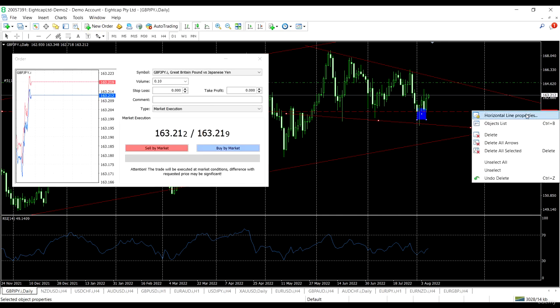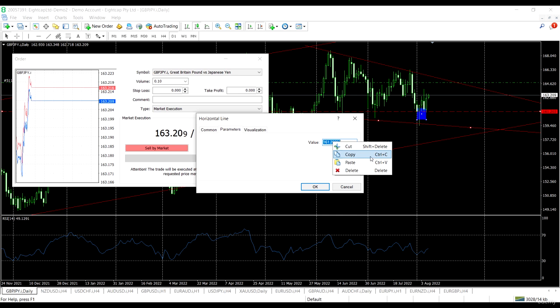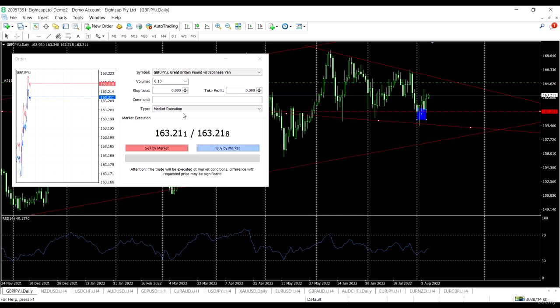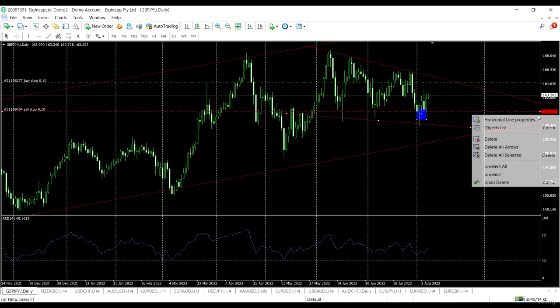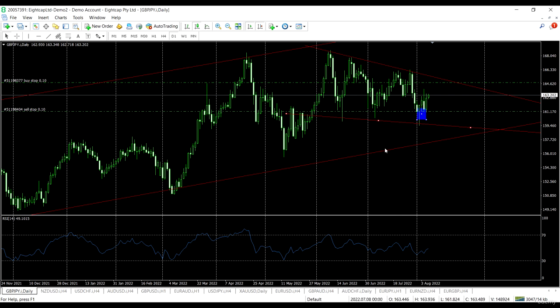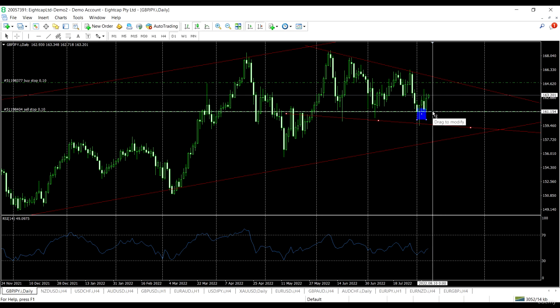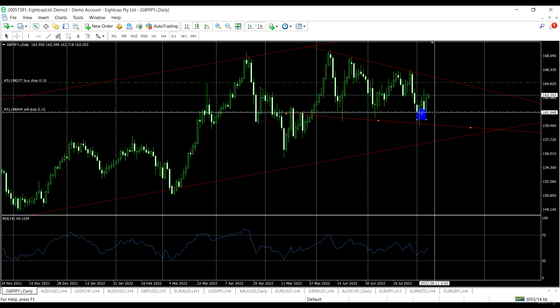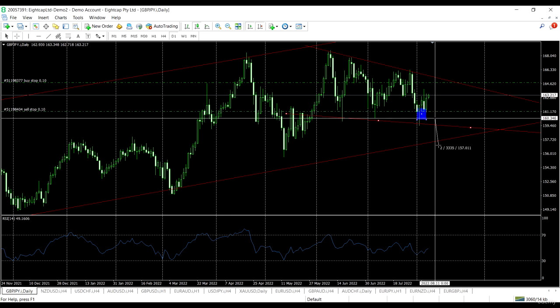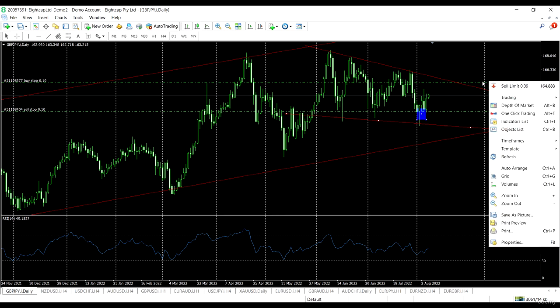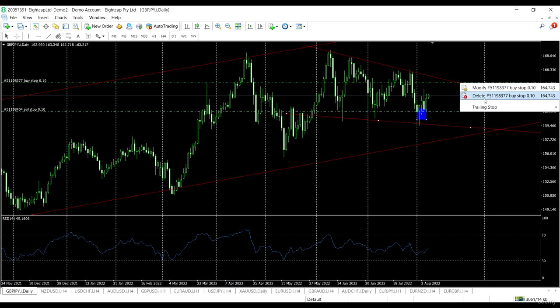And finally, for the sell stop, we come and copy our value and come to sell stop and place. We'll then see that we have now placed a sell stop here. So when the price comes here and triggers here, we are going to enter a sell trade, hoping to take the ride downwards. Just going to delete all these trades right now.